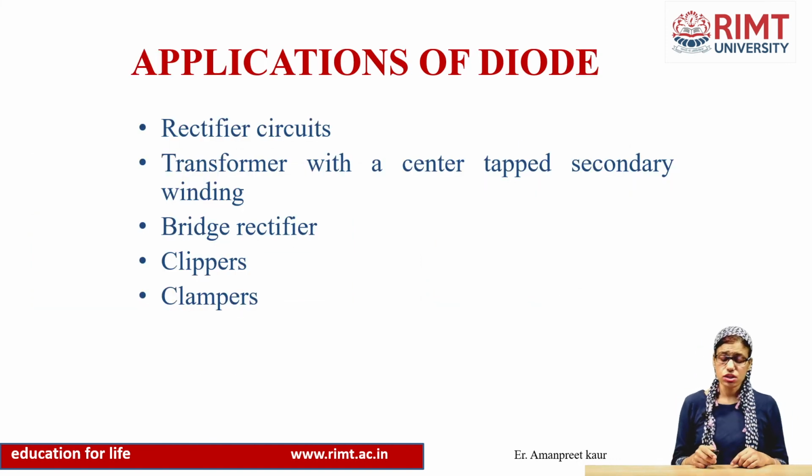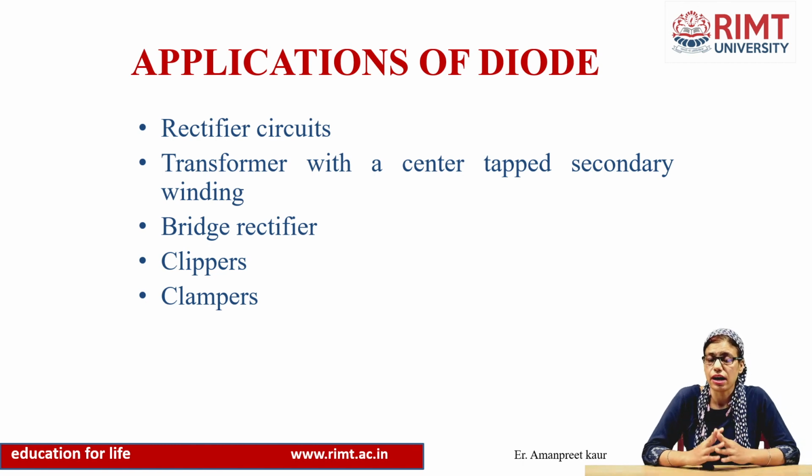Now, the applications of diodes, that is, where we use diodes. Diodes are used in rectifier circuits, which convert AC to DC. In a transformer with a center-tapped secondary winding we use diodes also, and in a bridge rectifier we use 4 diodes to make the bridge. We also use diodes in clippers and clampers. Clippers just cut out the negative or positive portion.